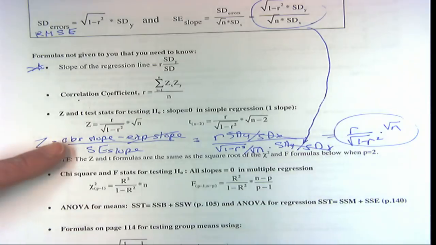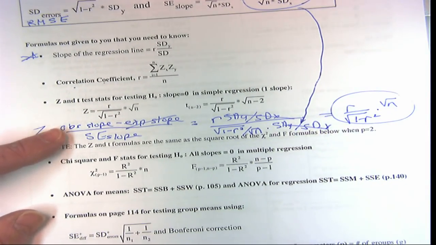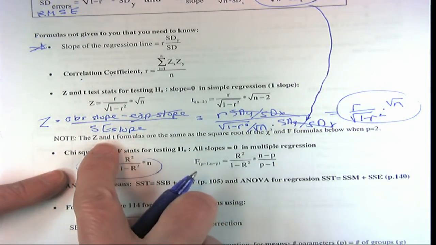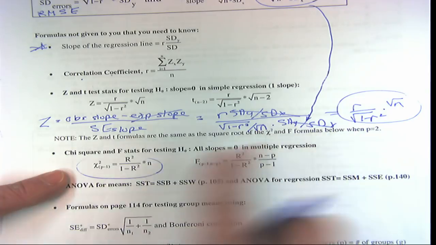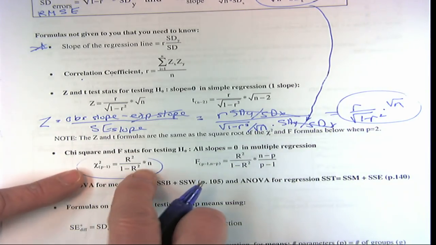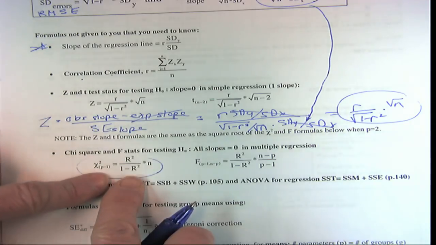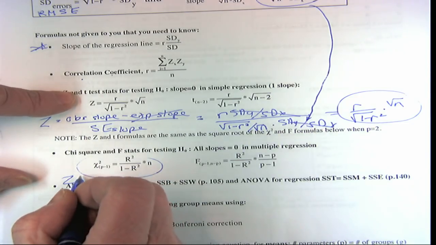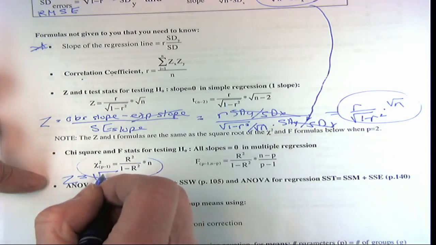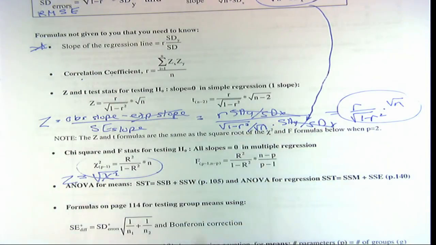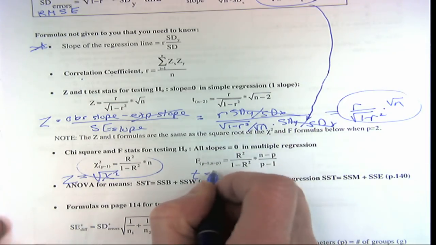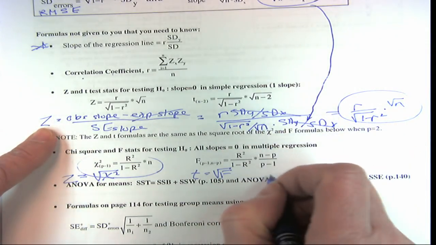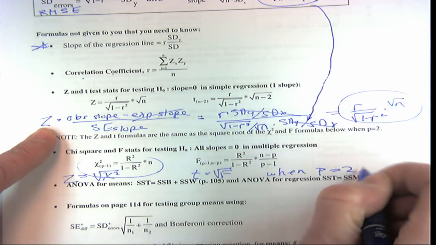But what I would do is, you're going to see this statistic over and over again. So note the z and t formulas are the square root of these. If you remember r squared over 1 minus r squared times n, then just take the square root of that. Z, for simple regression, is equal to the square root of chi squared. And t is equal to the square root of f. For simple regression, that's when p is equal to 2 only.